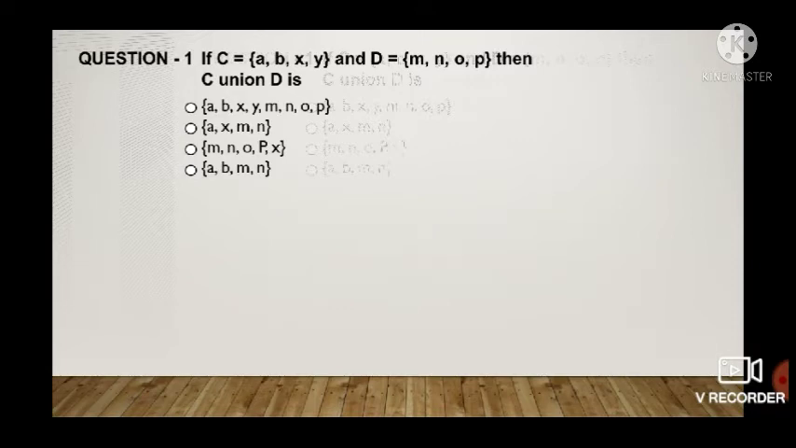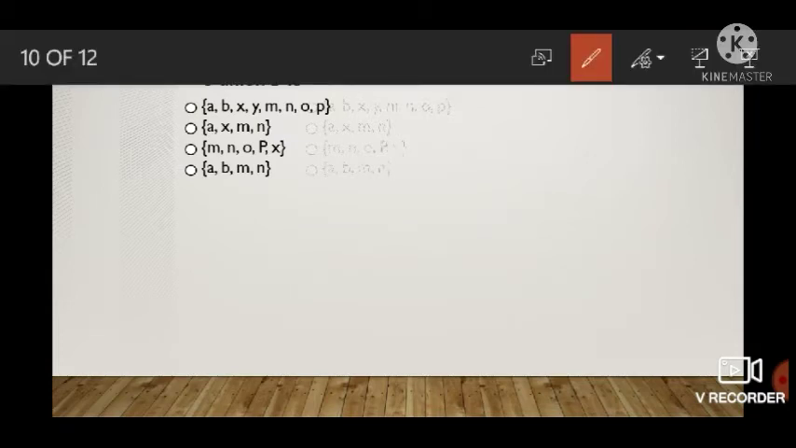But here you can see that these sets are disjoint. Why are they disjoint? You can see clearly: set C has elements A, B, X, Y, and D has M, N, O, P. There are no common elements, so that's why these are disjoint.